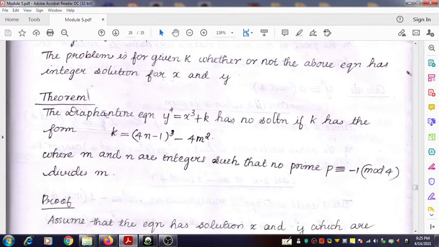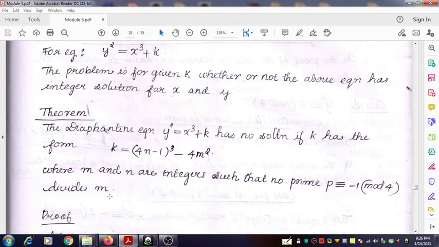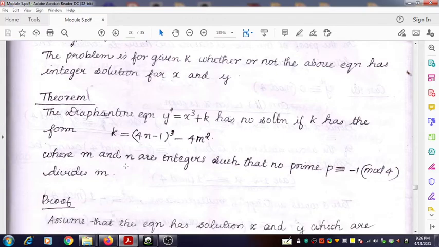We have a theorem in which we will discuss the nature of the solution, or the existence of a solution, of the example given here, y squared equals x cubed plus k. That Diophantine equation has no solution if k has the form 4n minus 1 cubed minus 4m squared, where m and n are integers such that no prime number p congruent to minus 1 mod 4 divides m.